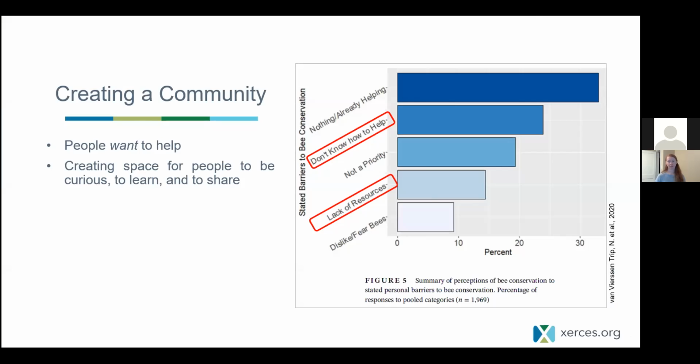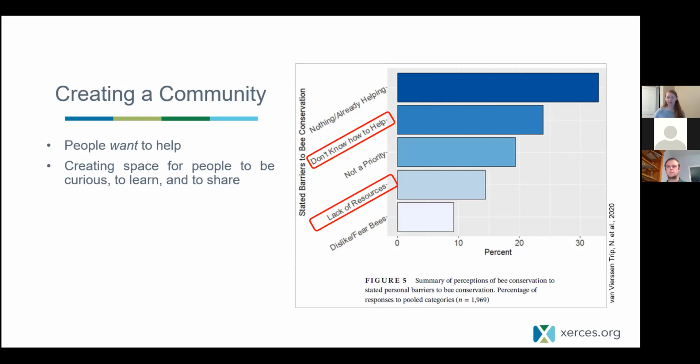And going into that a little further, it's just something that we have to realize that people are out there that want to help. You know, there was a paper that came out earlier this year looking at Canadian residents and their awareness about bee conservation. And the graph that I pulled out of that paper here was asking people to state any barriers that they felt existed in getting in the way of helping to conserve bees. And two of the larger portions here were that people don't know how to help or they lack the resources.